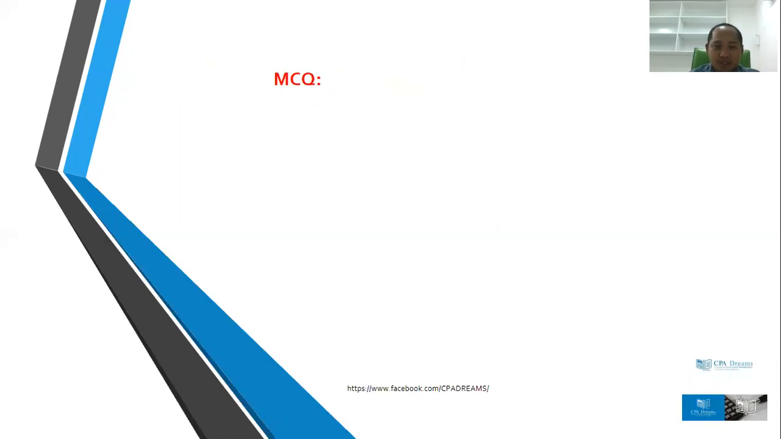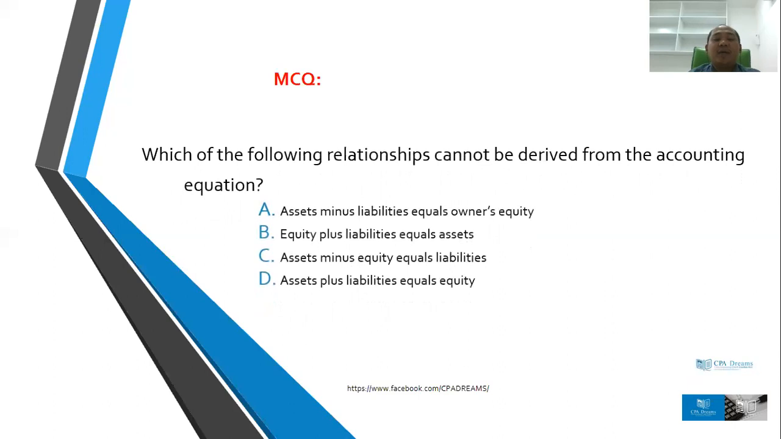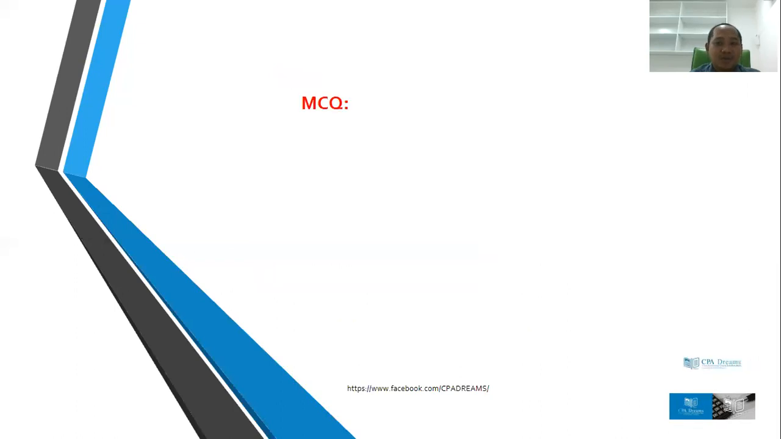Now, multiple choice questions. Which of the following relationships cannot be derived from the accounting equation? Now, A, assets minus liabilities equals owner's equity. Yes, pwede. B, equity plus liabilities equals asset. Yes, pwede. C, assets minus equity equals liabilities. Yes, pwede. So then D is the answer. Asset plus liabilities equals equity. It cannot be.